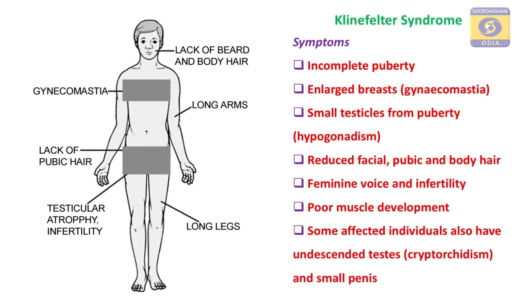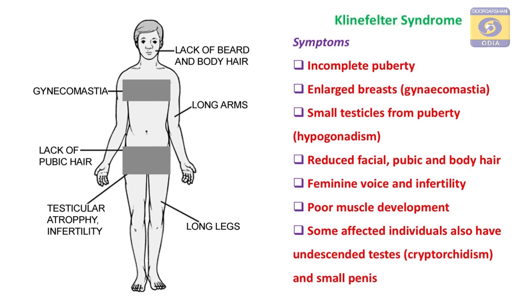The secondary sexual characters like development of mustache and beard, pubic hair, and underarm hair are not properly developed. Reduced facial hair and body hair due to deficiency of sex hormone. The voice becomes feminine and the individual is sterile in nature. There is poor development of muscles, and some affected individuals also have undescended testes, means the testes fail to descend down into the scrotal sac.